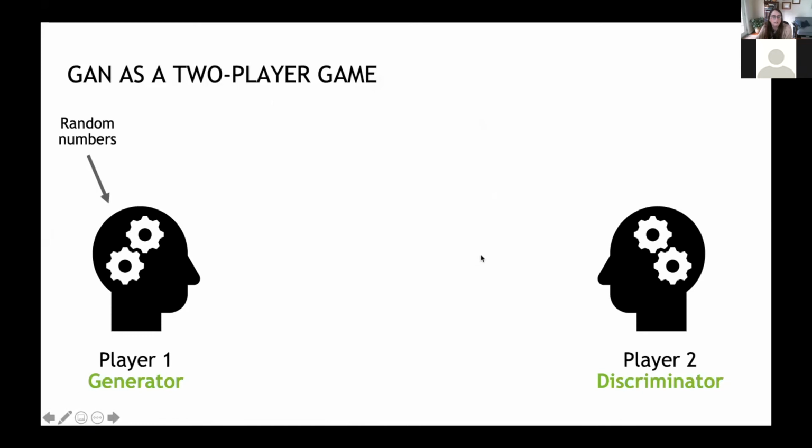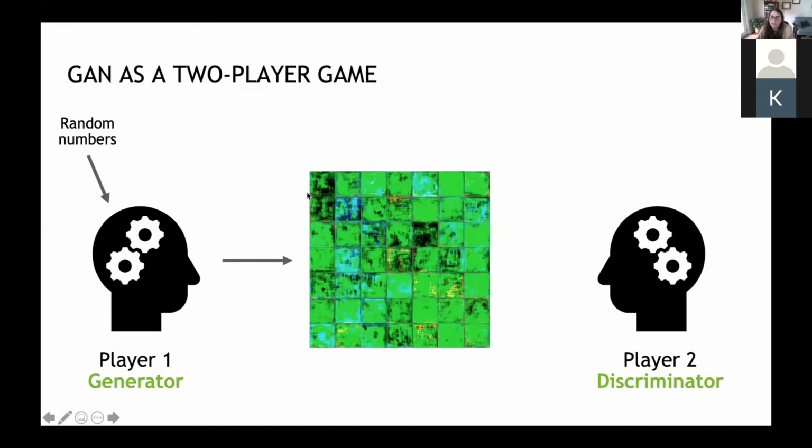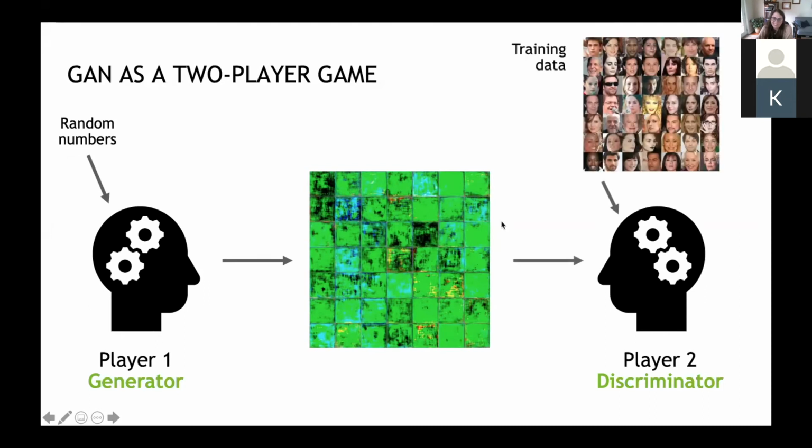The goal is for player one to take random numbers, just think of a random number, and produce an image. It wants to create realistic images. And player two's job is to look at those images and say, are those real images? But how's player two going to know what a real image looks like? We're going to give it training data, which is, in this example, real pictures of faces. So we're going to teach player two how to figure out what a real face looks like. We basically train it. We show it a lot of examples, just like we did with the cats and the dogs, and say, this is a face, this is a face, this is what faces look like.